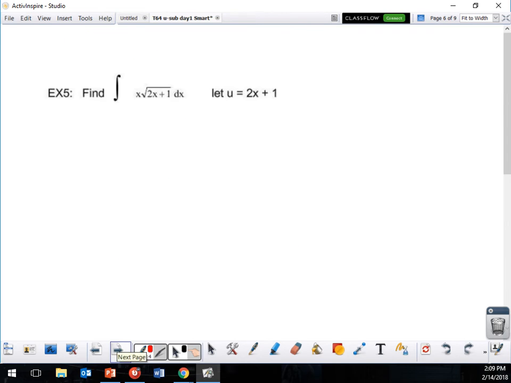Okay, example 5. This one's spicy. So we're going to have u equals 2x plus 1. du is equal to 2 dx. I wrote a u, I don't know why.